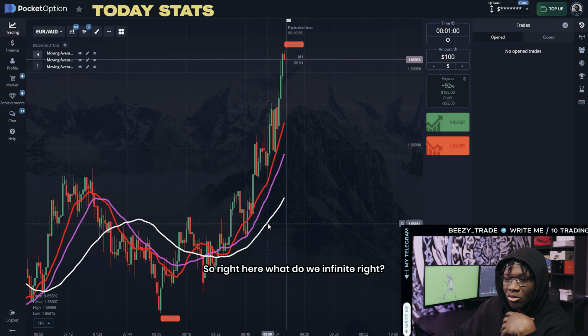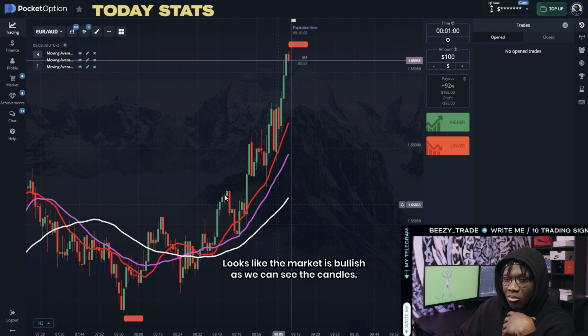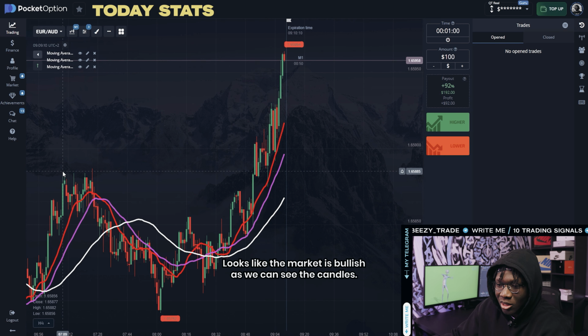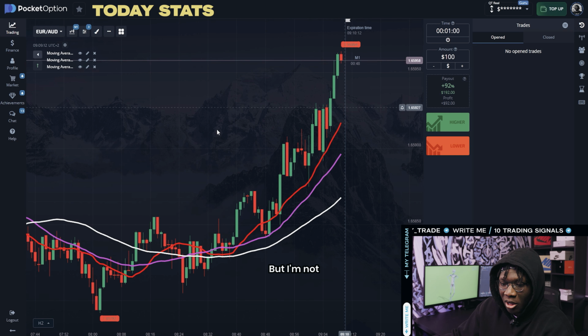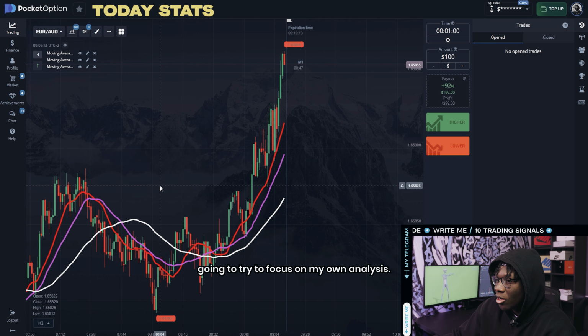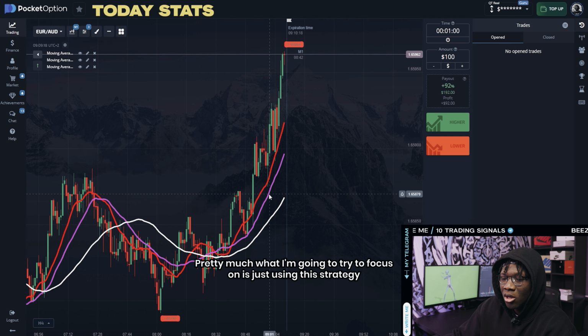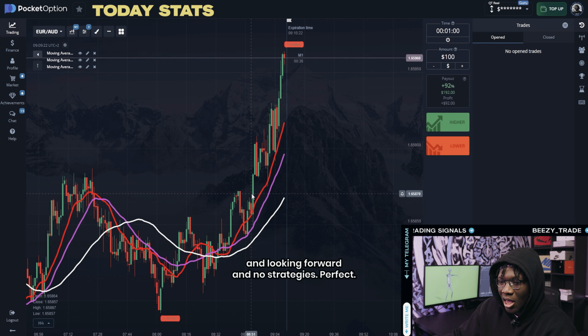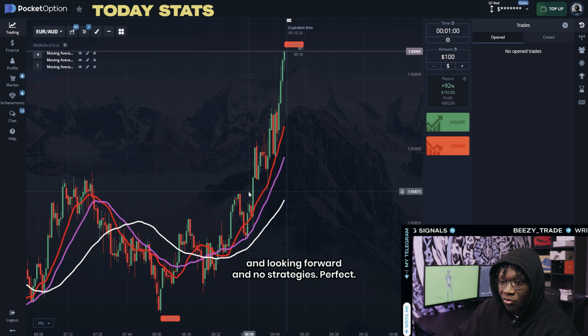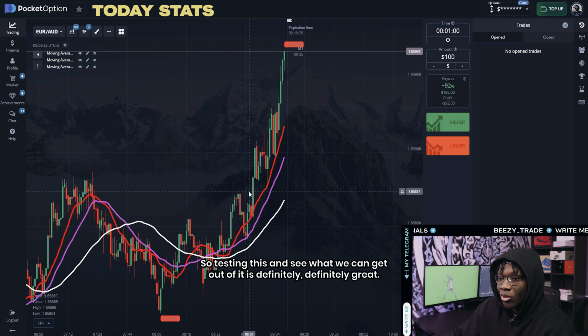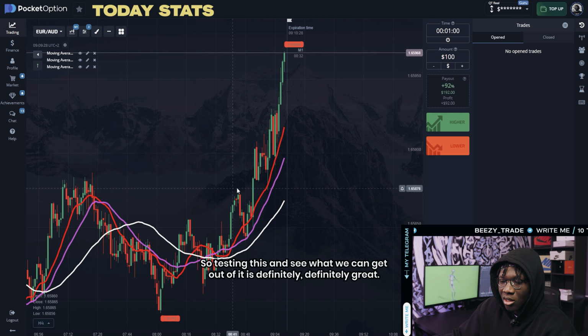So right here, what are we entering into? Looks like the market is bullish, as we can see from the candles. But I'm not going to focus on my own analysis. What I'm going to focus on is just using this strategy and looking forward to enter. No strategy is perfect, so testing this and seeing what we can get out of it is definitely great.